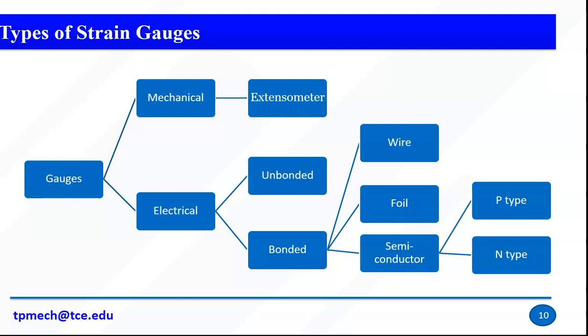So strain gauges have two classifications based on the working principle. If it is mechanical deformation, then we say it's mechanical. Electrical is nothing but an electrical quantity. In mechanical, we will see only one example, the extensometer. In electrical, we have two more types: unbonded and bonded. And we have a further classification of bonded.